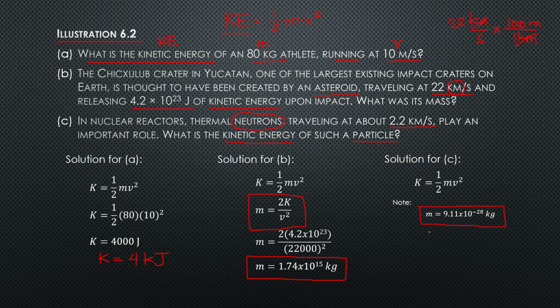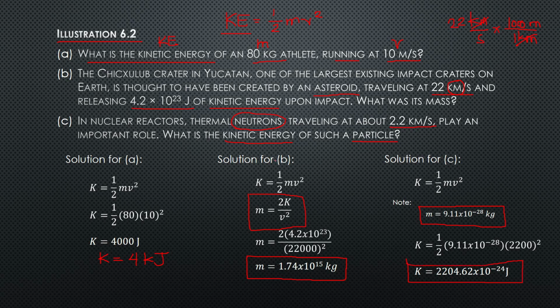Substituting the values into the given formula gives you 1/2, mass 9.11 times 10 to the negative 28, and the velocity of 2,200 meters per second squared. That gives you 2,204.62 times 10 to the negative 24 joules.